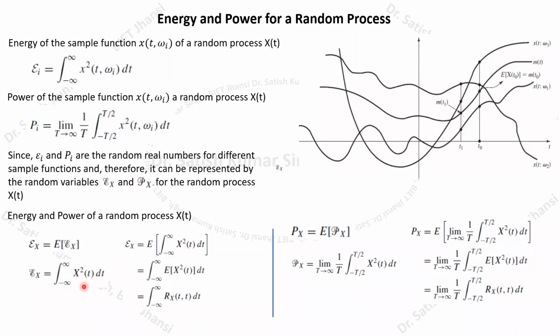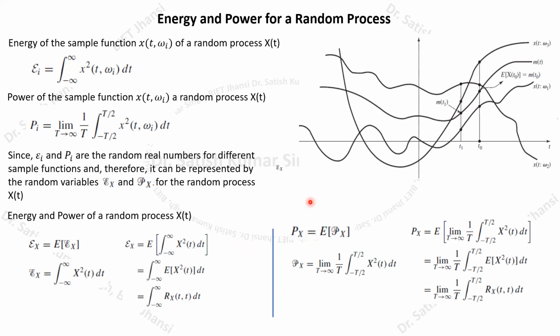If you substitute for minus infinity to infinity, because epsilon x is equal to this particular expression, and calculate the expected value, it will come out as an autocorrelation function. What is the autocorrelation function? I will explain it in the next slide, so don't bother about it now. But you have to remember that this is the way we calculate the expected value or average value of the energy for this particular random process.